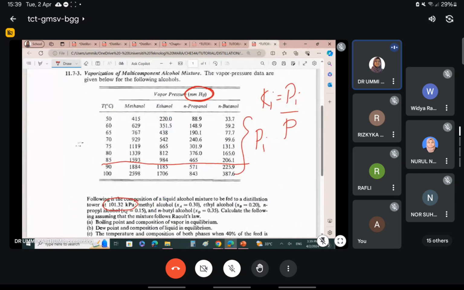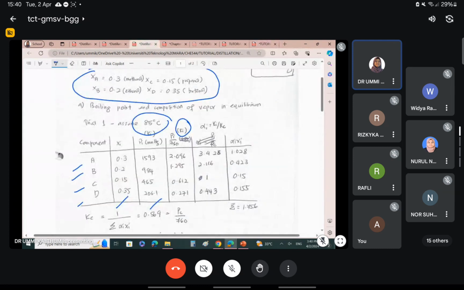You kena convert sebab Pi is in millimeter mercury but P is kPa. Okay, so convert salah satu lah, you nak convert millimeter mercury or convert kPa. So 1 kPa is equal 7.5 millimeter mercury. Okay, dah dapat nilai K, cari nilai alpha. So set C sama dengan base component, so KC over KC sama dengan 1. Ya. Dah dapat nilai alpha, cari alpha i xi.